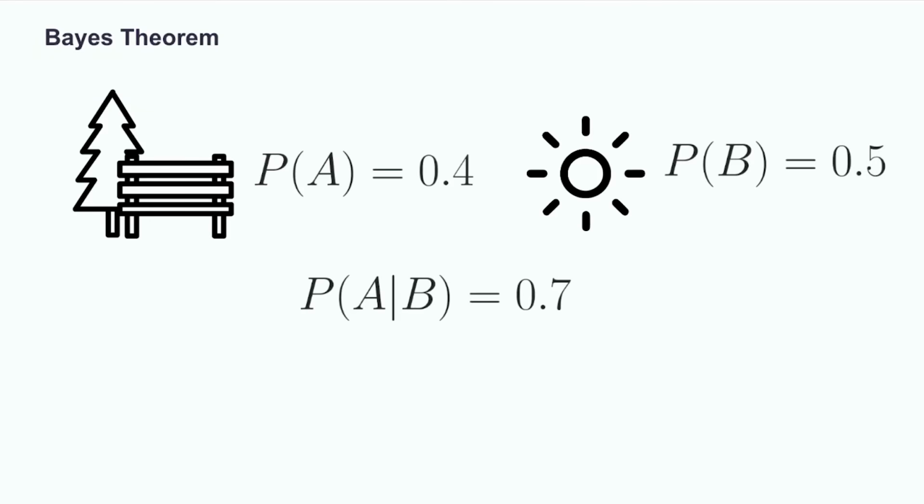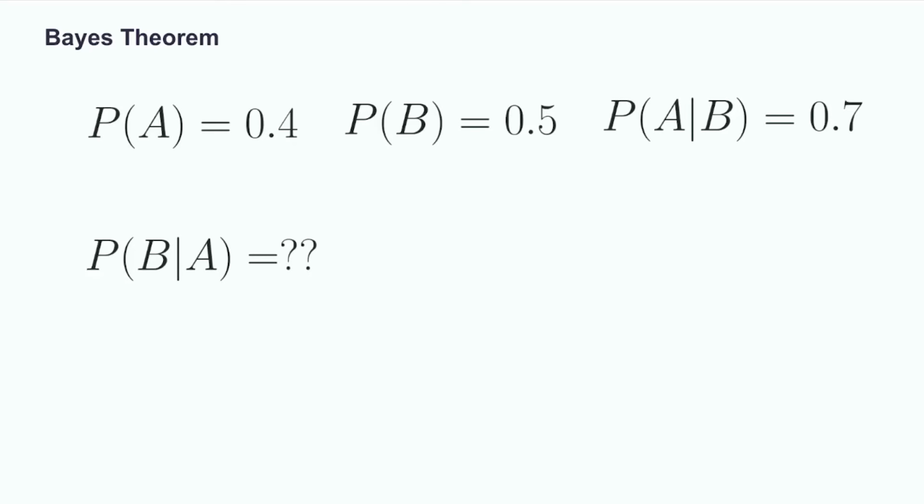Recall that we know that the probability of going to the park is 0.4, and the probability of it being sunny is 0.5. We also calculated that the probability of you going to the park, given that it is sunny, is equal to 0.7. This only tells us about the effect of the sun on going to the park. What if instead you wanted to know about the likelihood that it is sunny, given that you made it to the park? In this case, we are going to use Bayes' theorem to calculate the probability of B given A, making sure to switch the order of our conditional probability and keeping the conditioning event in the denominator.